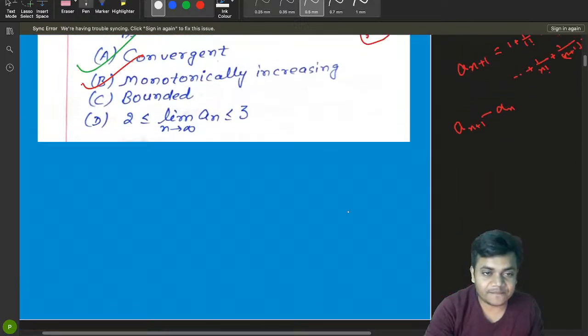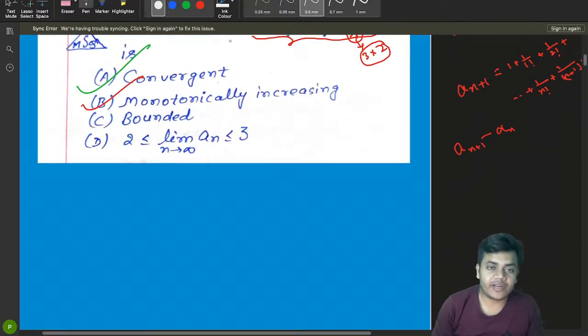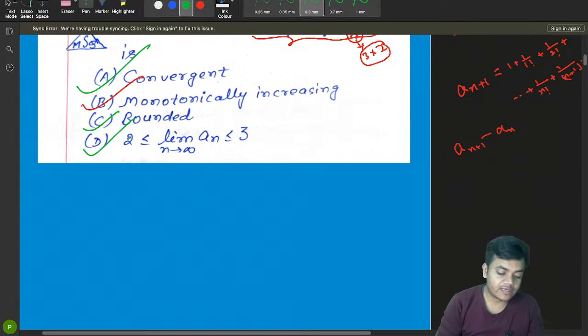Okay. And bounded, and the limit also lies between 2 and 3. So that's why all the options are absolutely correct. That's why all the options are correct. Okay, so I hope this is clear.